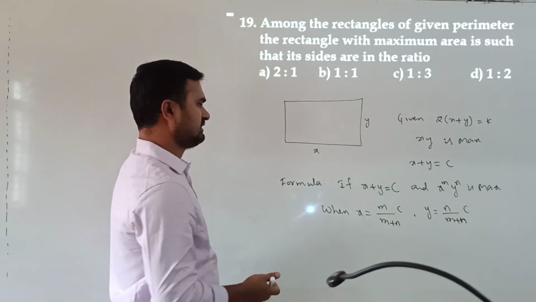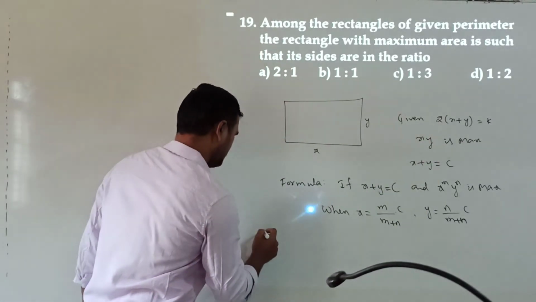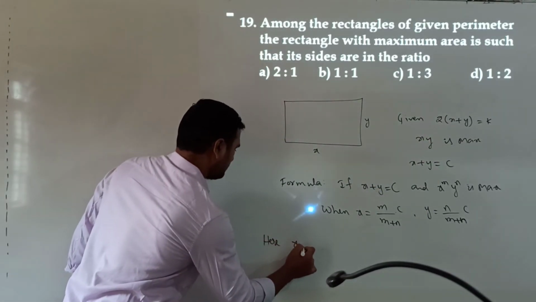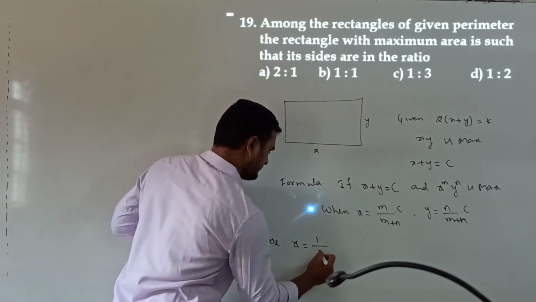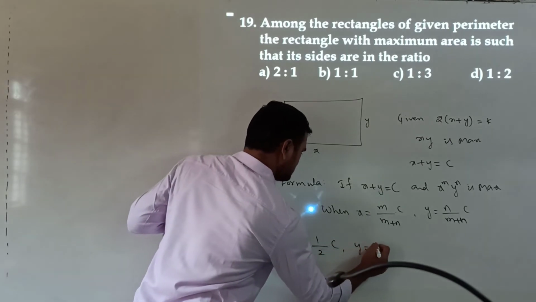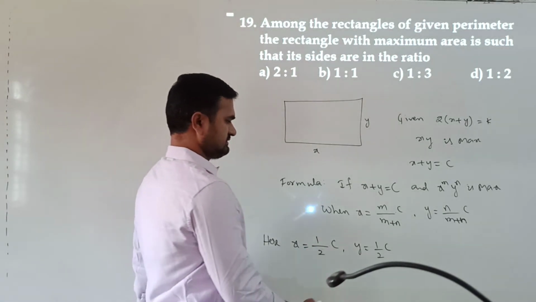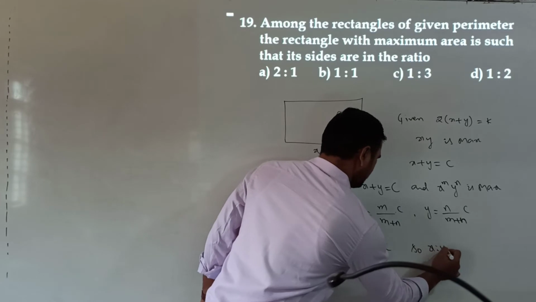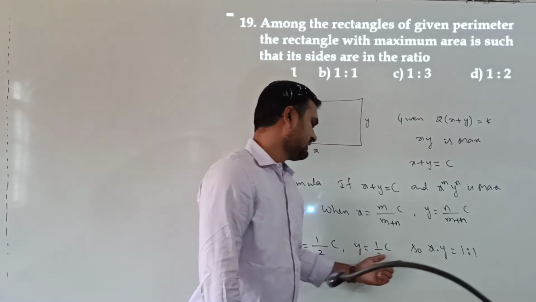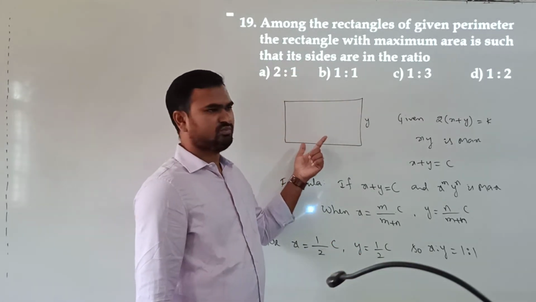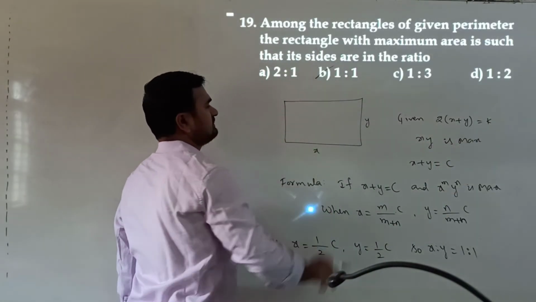Applying this formula, x plus y is some constant, which is k by 2, and given that xy is maximum, so m is 1, n is 1. So what will be the x value? 1 by (1 plus 1), 2, into c. y is 1 by 2 into c. So x is 1 by 2 c, y is also 1 by 2 c. So what is the ratio? x is to y is 1 is to 1. When they are equal, only then will the area of this rectangle be maximum. According to this condition, xy is the maximum. So the required answer is the first option.